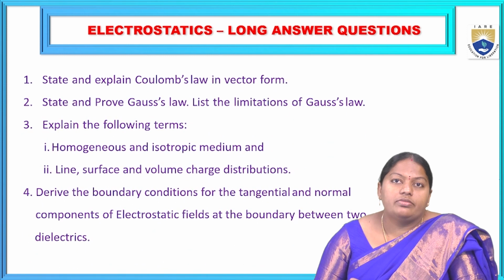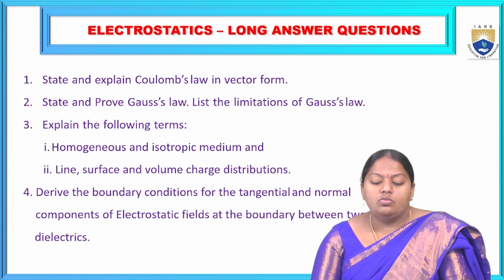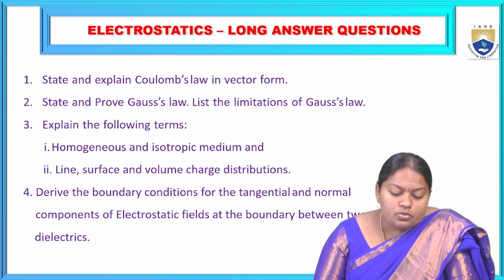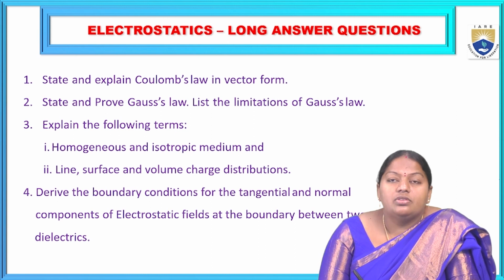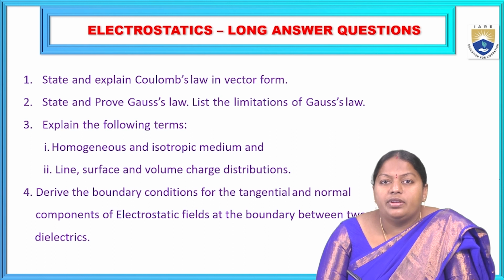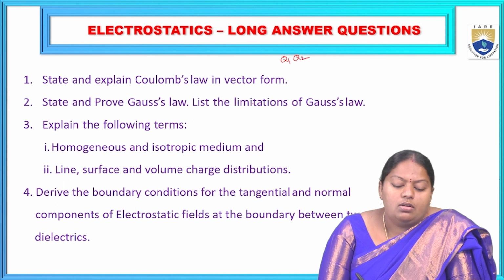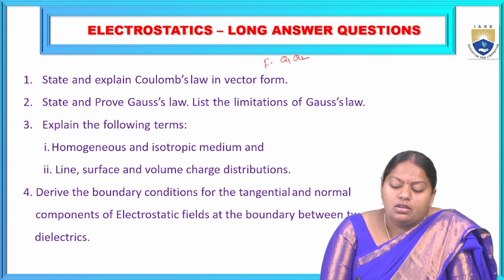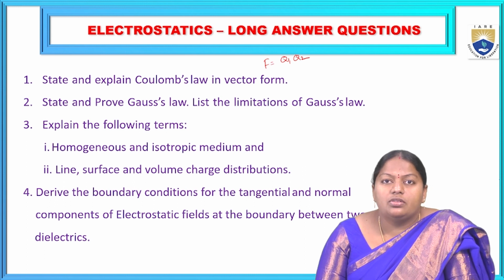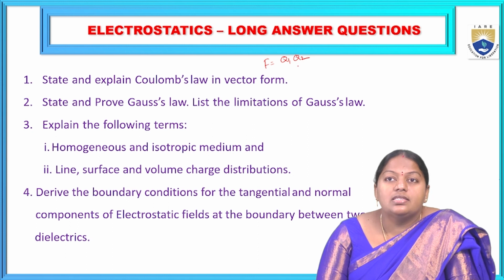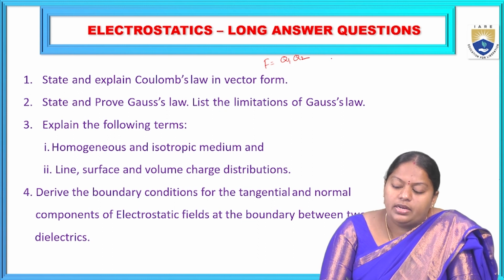Next, coming to the long answer questions. State and explain Coulomb's law in vector form. First we state the definition of Coulomb's law, that is the force between two stationary charges. Assuming Q1 and Q2 are two stationary charges, the force between the two is directly proportional to the product of the charges and inversely proportional to the square of the distance between them, where the proportionality constant is k, whose value is 1 by 4 pi epsilon naught.